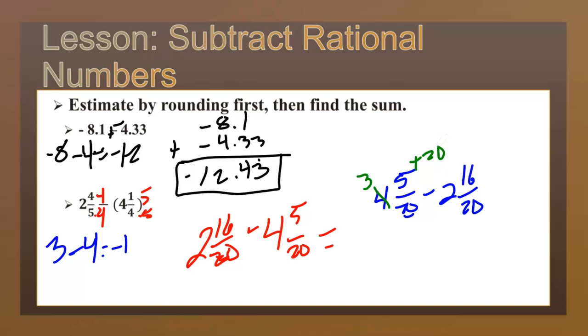So 25 minus 16 would give us 9. So we got 9/20. And 3 minus 2 is 1. So this would be a negative 1 and 9/20, because negative 4 and 5/20, the absolute value of that is bigger. So our answer would be negative 1 and 9/20, which is close to our estimate, which we said was negative 1.